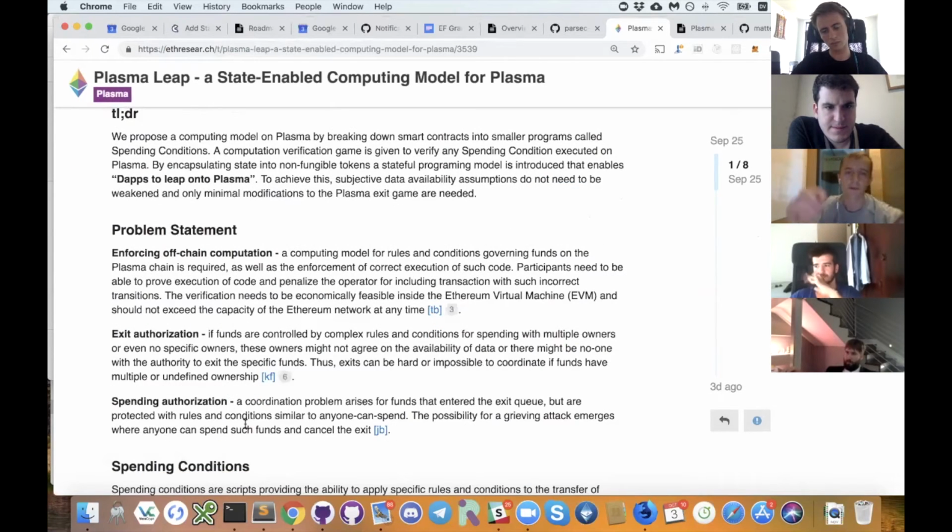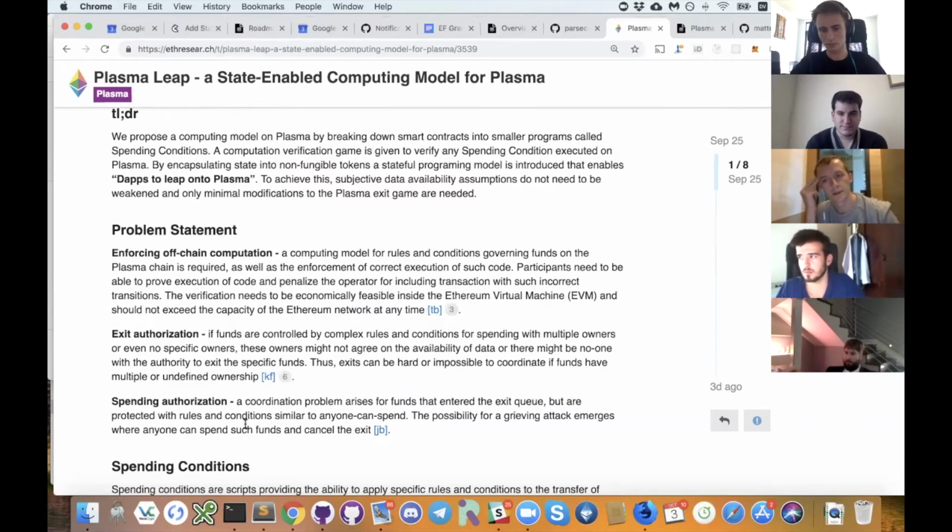we've spent some time thinking about how we can do computation on Plasma. I'm sure you all read Kelvin's post on what is hard about computation on Plasma, and maybe you've also read my post on why smart contracts on Plasma are infeasible. It basically all comes down to the fact that if you have contract state, the transition of the state needs to somehow be part of the exit game, which makes things incredibly complicated.